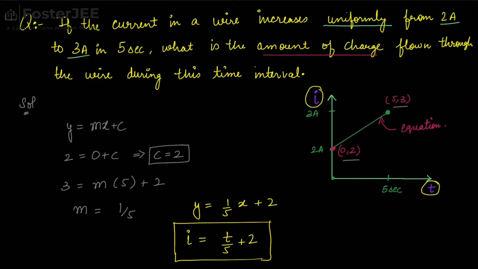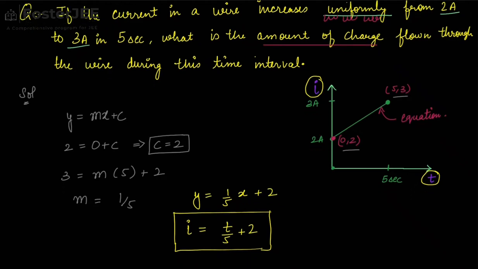This is a very important type of problem which we will tackle many times in physics. So we have to remember that in place of uniformly, linearly, or at a constant rate, we can simply write the equation of the line and then proceed like this.